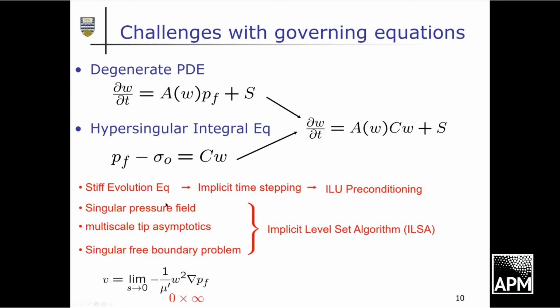The problems are that we have a singular pressure field, multi-scale tip asymptotics, and a singular free boundary problem. And you've got this distinguished limit that you have to calculate: something that's going to 0 times something that's going to infinity. So those are the challenges. So how do you deal with this? How do you capture the free boundary?